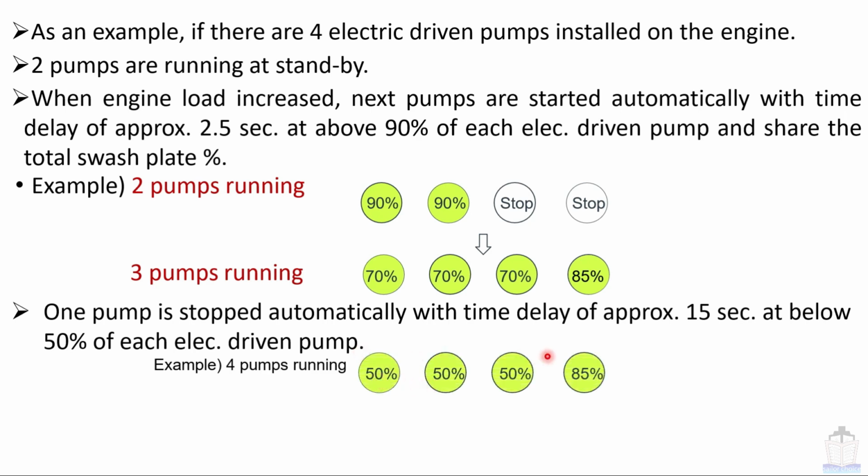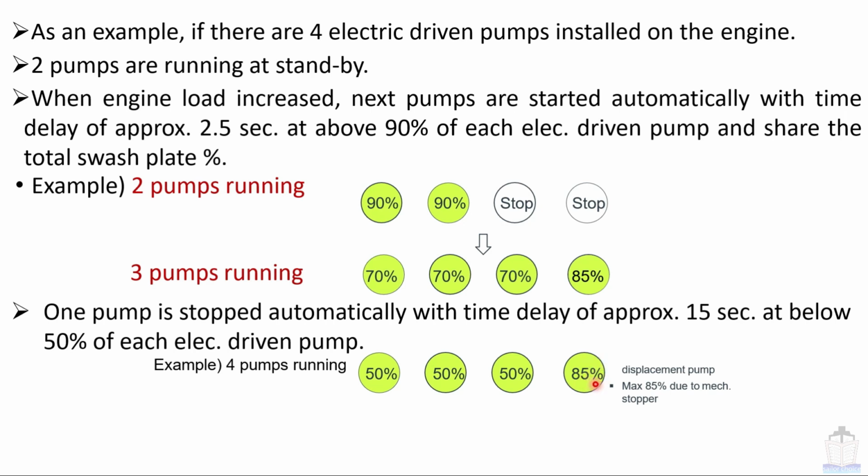Now suppose all 4 pumps are running and the load has started decreasing. Once it reaches below 50%, one pump will be automatically stopped with a time delay of approximately 15 seconds. The stopping pump will be the one which is fixed type.